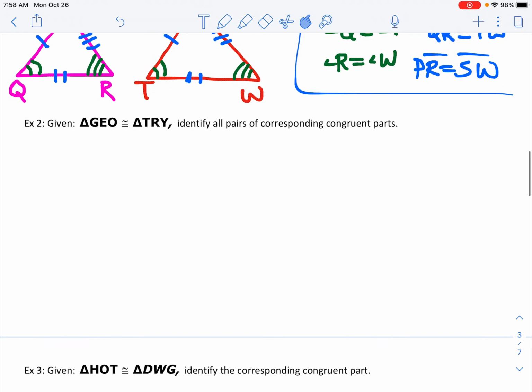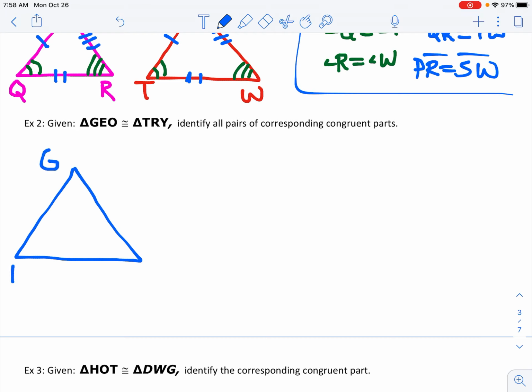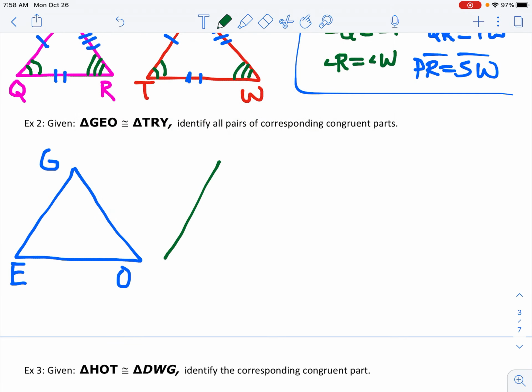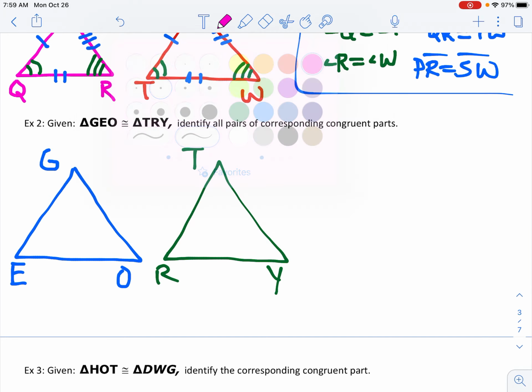All right, let's go ahead and do another one of those. Let's draw our triangles and let's label them with the same pattern because it says GEO goes with TRY. I'm going to go GEO in a pattern so that I do both triangles the same way. My second one says triangle TRY. Again, let's label it with the same pattern so that letters stay in the same spot to match up.